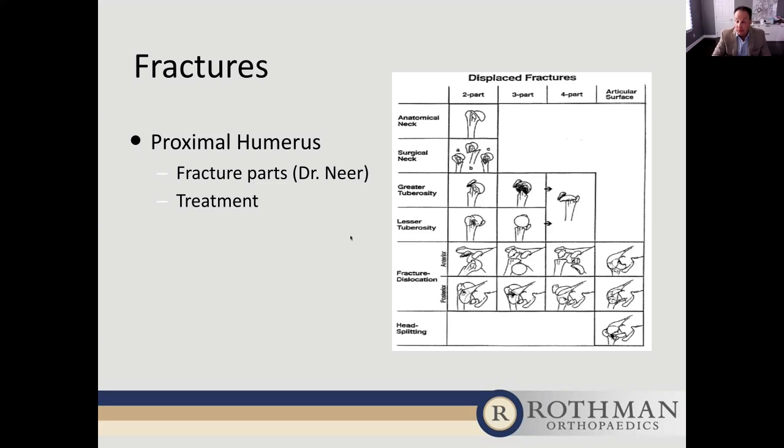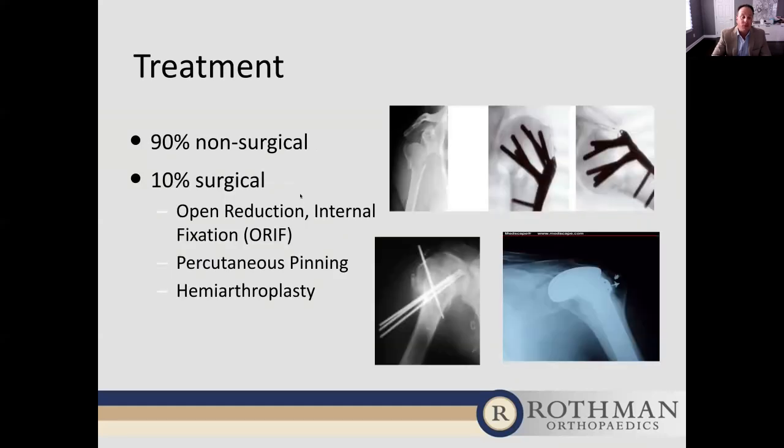You can have a 0-part fracture, you can have a 4-part fracture with a dislocation as well. So these are treated differently. 90% or more of these are treated non-surgically. As I become farther along in practice, I treat fewer of these with surgery, but we have very good fixation options if we do need to do surgery.